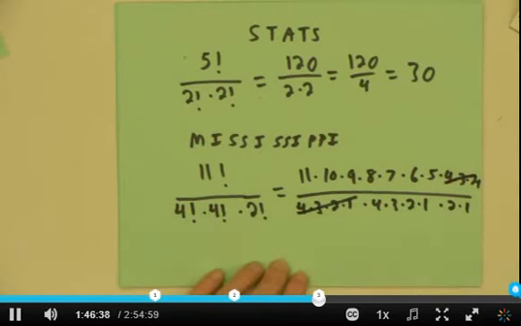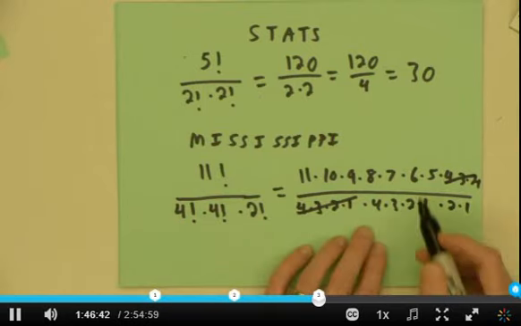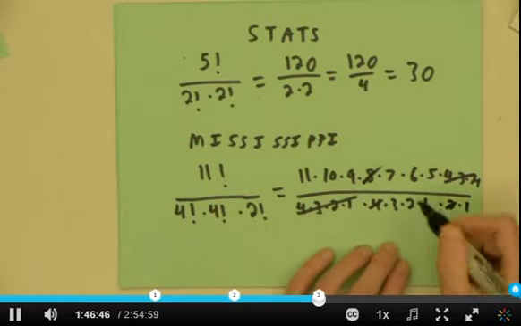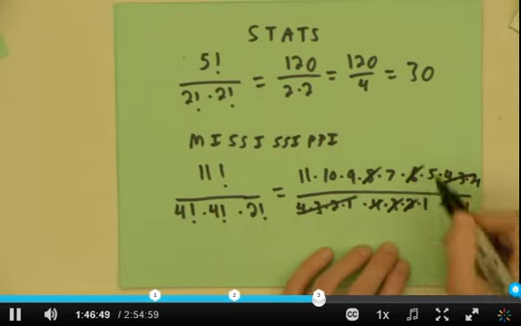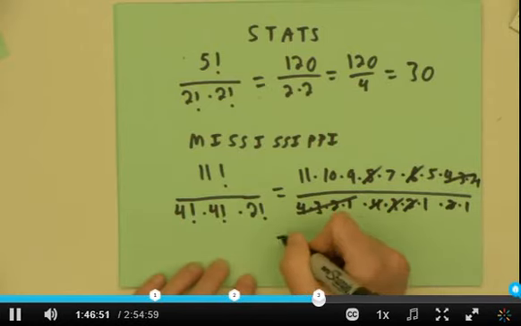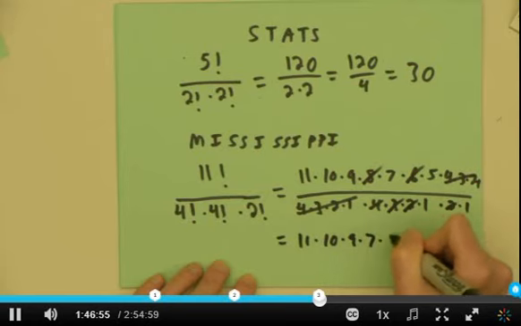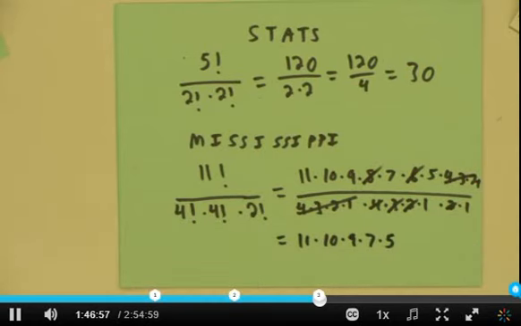Okay. What else? Well, I know that 4 times 2 is 8. And I know that 3 times 2 is 6. So all I have to do is multiply those 5 numbers together, and that tells me how many ways I can rearrange the letters in Mississippi.